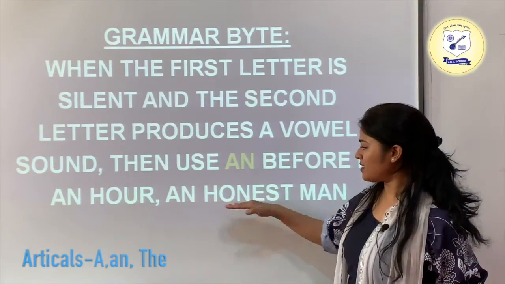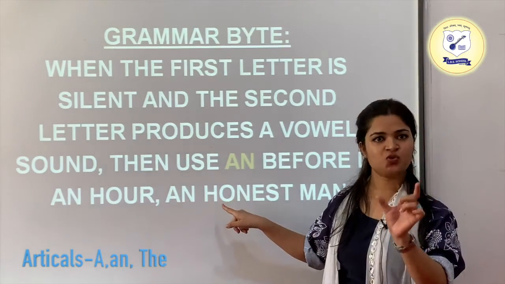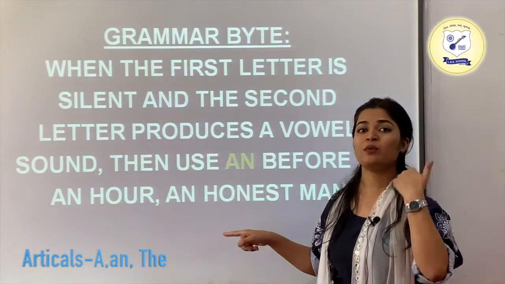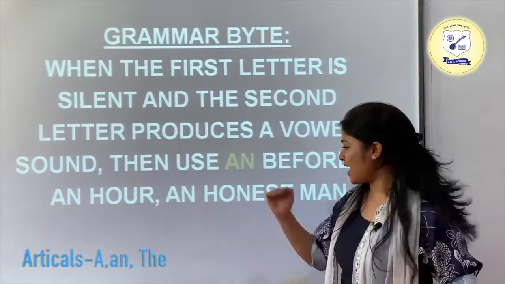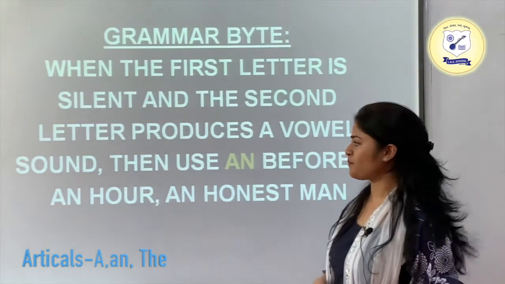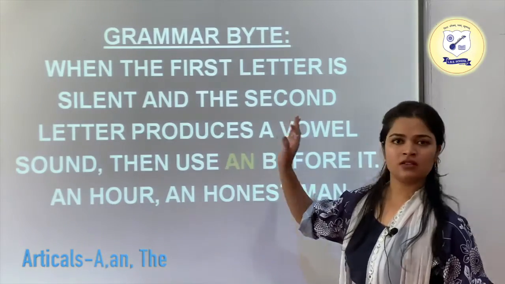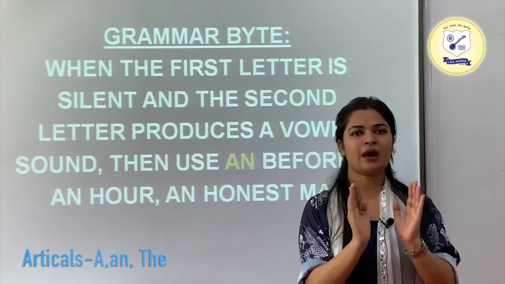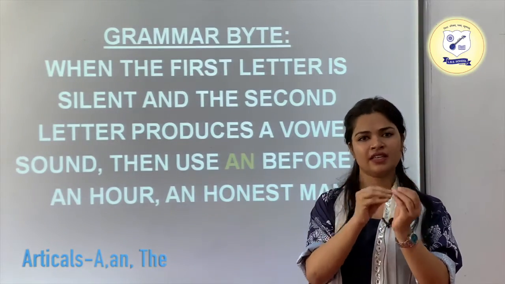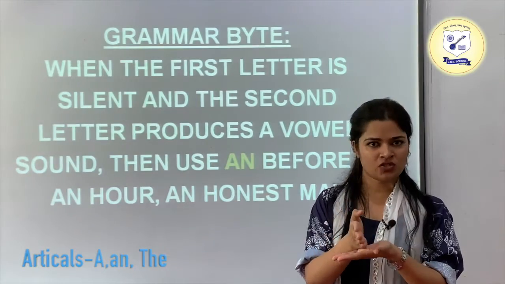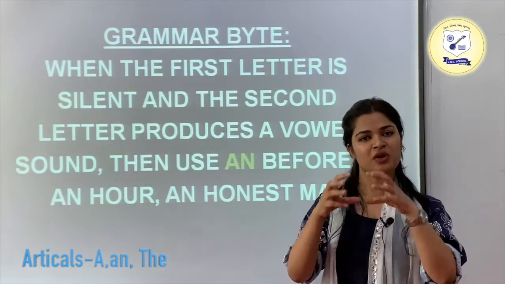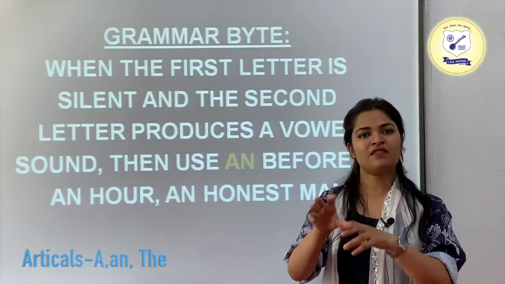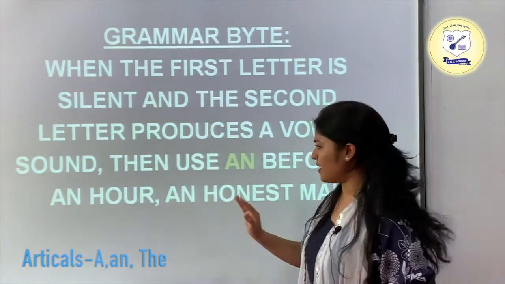Similarly, this word begins with H, which is a consonant, but when you pronounce it, it should be honest. So what you will say is an honest man. This is the thing we should keep in mind: whenever a word begins with a consonant, just take care when you are pronouncing it. If it is pronounced with a vowel sound, then we will use an as the article.